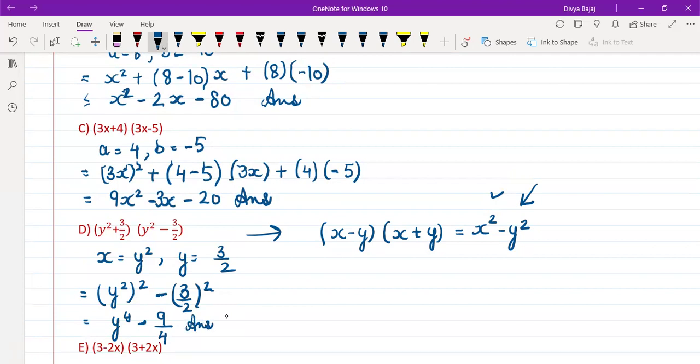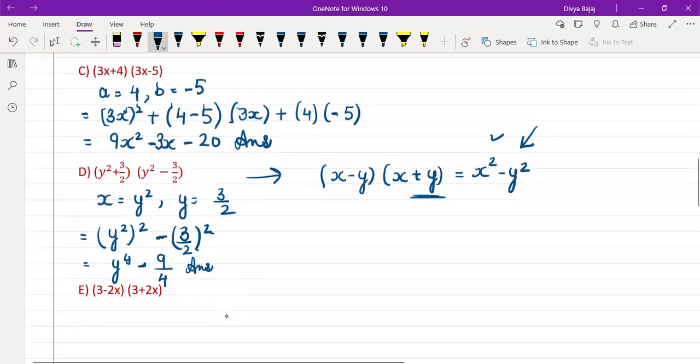Here we have used another, different identity. I'm repeating it, which says x minus y into x plus y will give us x square minus y square. Here x is the first term and y is the second term. So using this identity, what we did is the square of the first term minus the square of the second term.